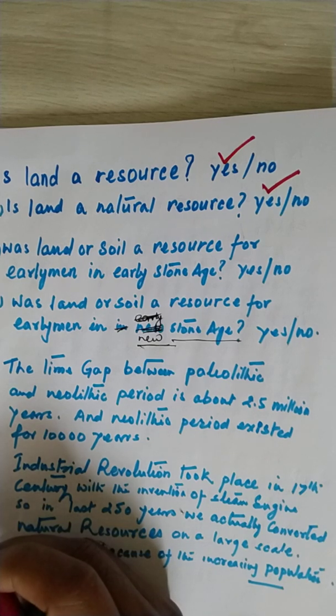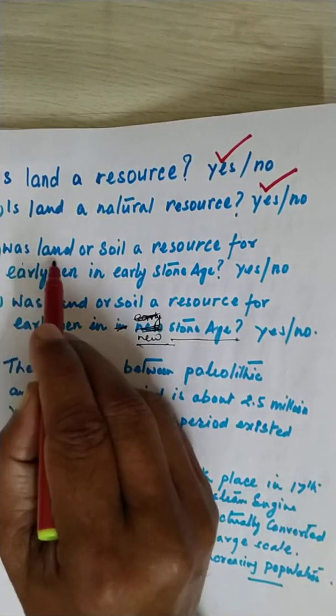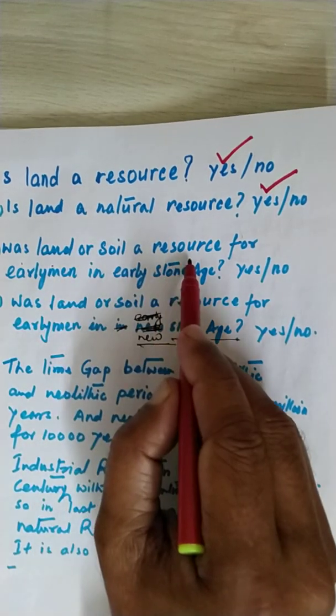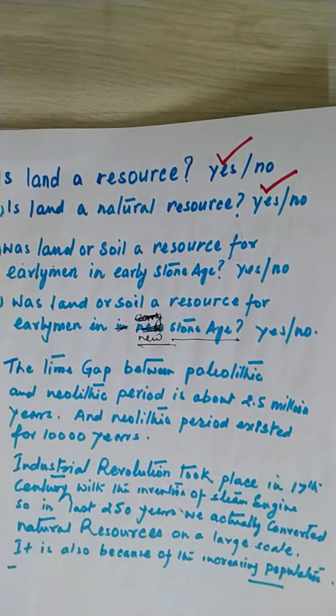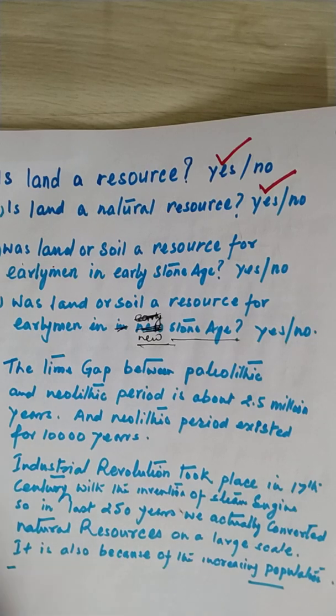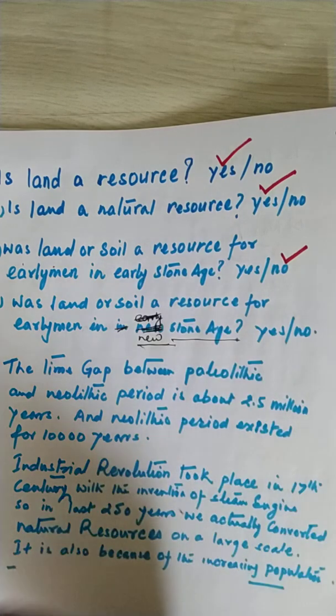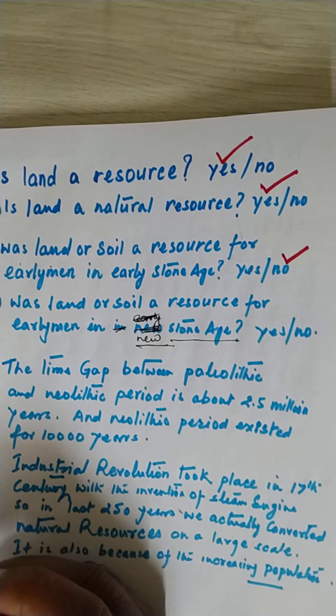Now, the third question is, was land a resource? It is a very interesting question. Was land or soil a resource for early men in early Stone Age? Yes or no? No. Why? Because in early Stone Age, people did not use land to grow crops or build houses. So land was not a resource for them. Okay?